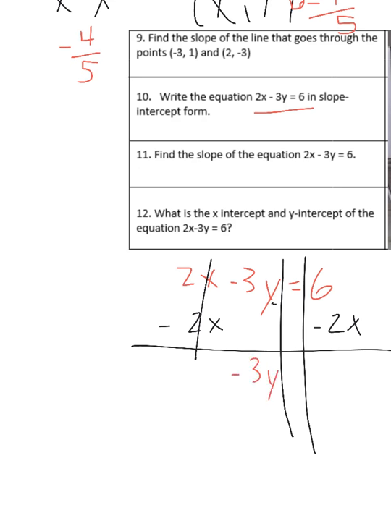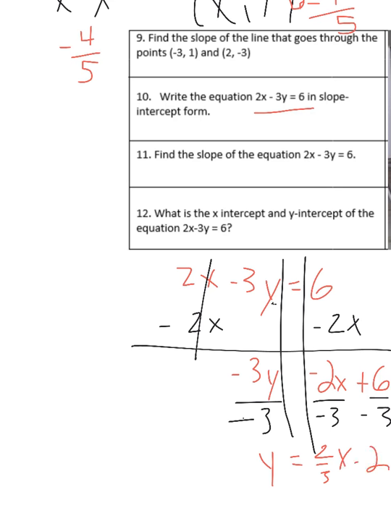And on this side, 6 and minus 2x are not like terms, but that's okay. I'm just going to bring them down. Negative 2x plus 6. And y is still not by itself, so I'm going to divide everything by negative 3. And I get y equals, negative divided by negative is positive, so I have 2/3 x. That's my slope. 6 divided by negative 3 is minus 2. So here's our equation in slope-intercept form. Y equals 2/3 x minus 2.